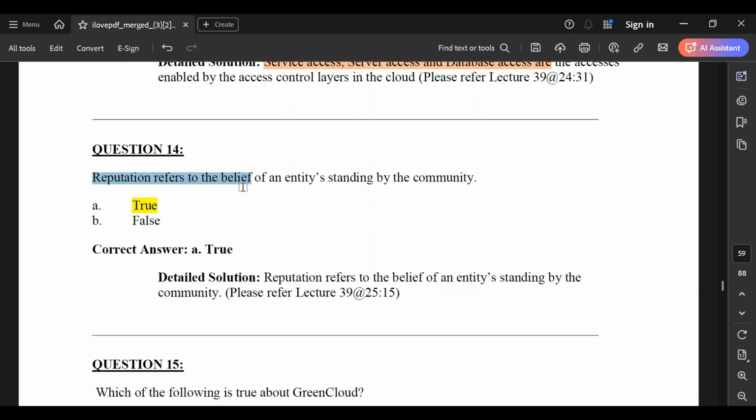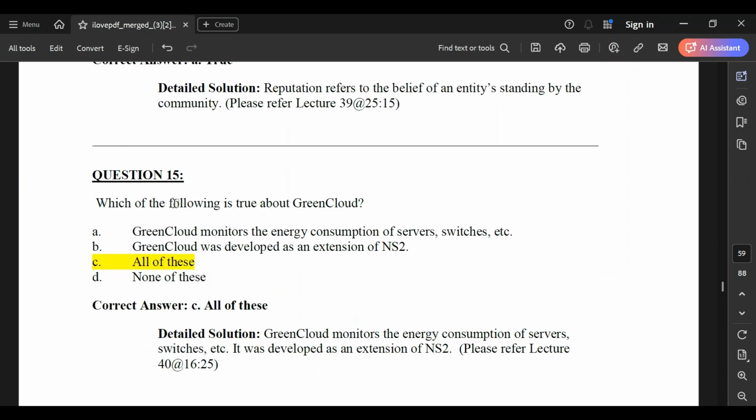Reputation refers to the belief of the entities standing in the community. It is true. Which of the following is true about GreenCloud? You can see GreenCloud monitors the energy consumption of server switches. GreenCloud was developed as an extension of NS2. So all of these are true.